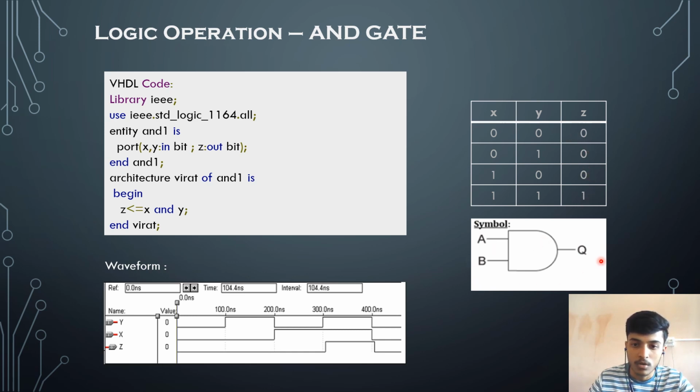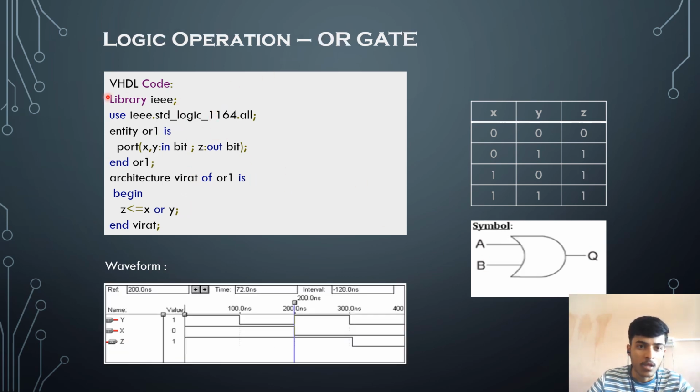This is the logical symbol of the AND gate, and this is the truth table and waveform. See here, when x and y both are 0, the output is 0. If either of x and y is 1, then the output is also 0. If both the inputs are 1, then I am getting the output z as 1, or else it is again 0. I have already written this in the VHDL code.